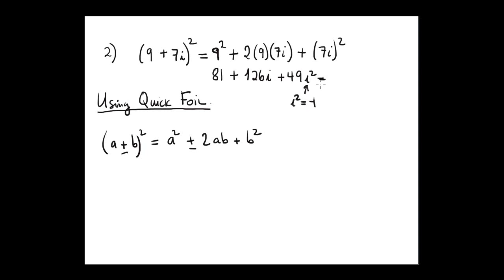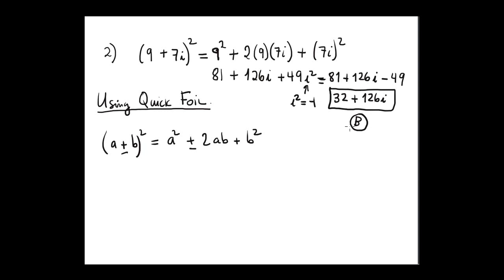So far we have 81 plus 126i minus 49. And you combine 81 minus 49 is 32. 32 plus 126i is the final answer, which corresponds in the handout to option B.